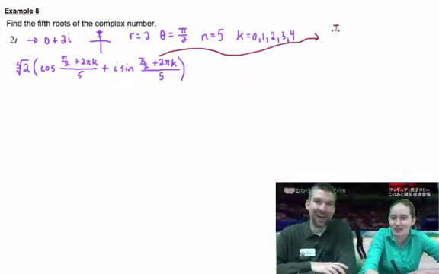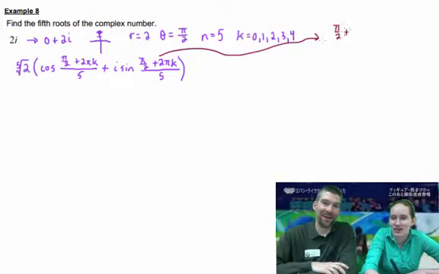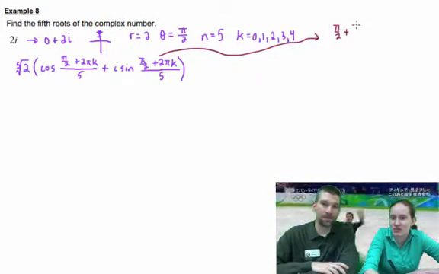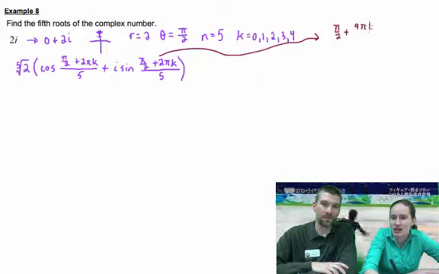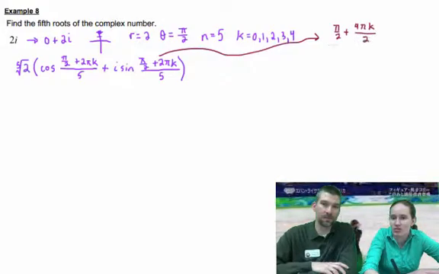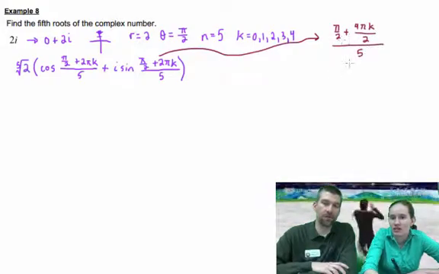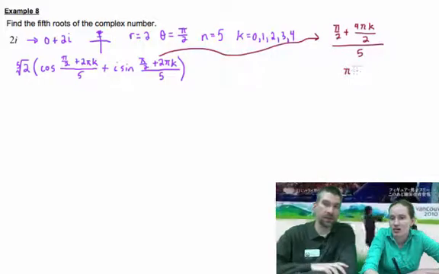So we need a common denominator. We'll have to multiply by 2. So that's 4 pi k over 2 over 5. So hey, look, the denominators on the top are the same.